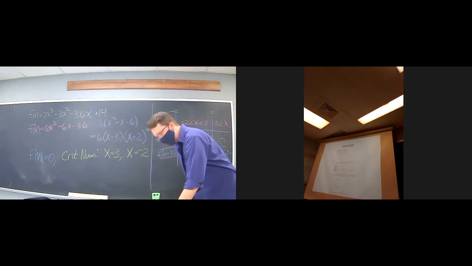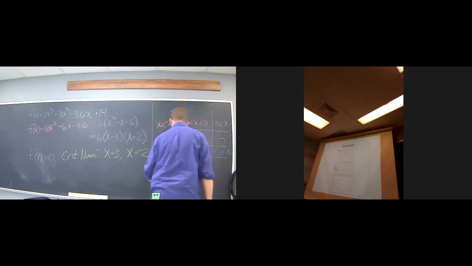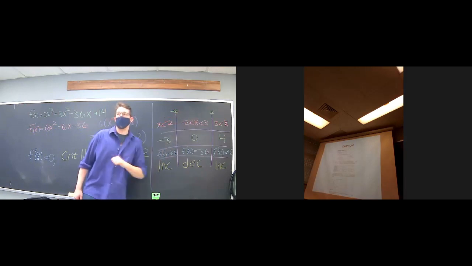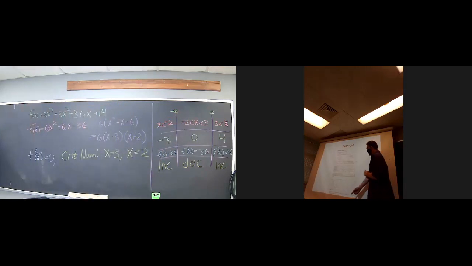So what we found then is that our function is increasing, decreasing, increasing, right? Having said that, we can conclude from this that this must be a relative max, this must be a relative min, right? We're increasing up to a relative max, decreasing up to a relative min, and then increasing again. Everybody get that?